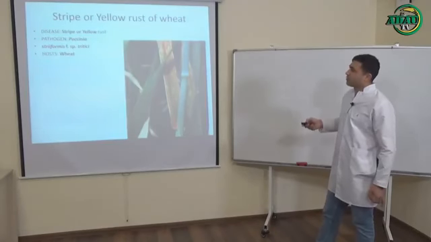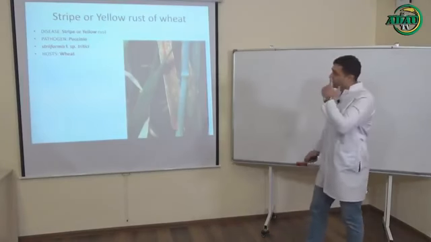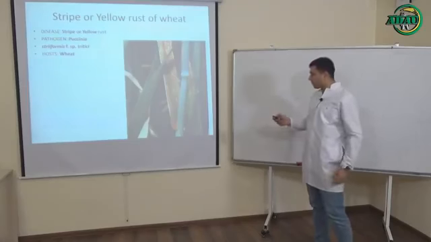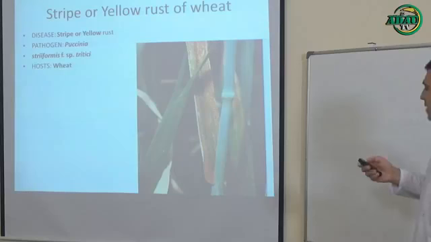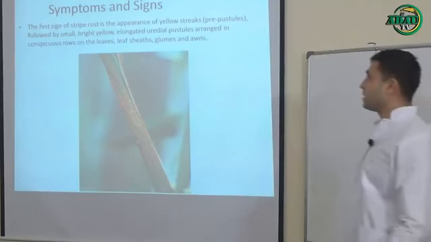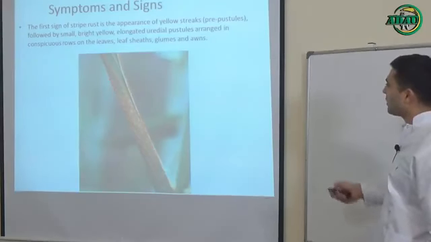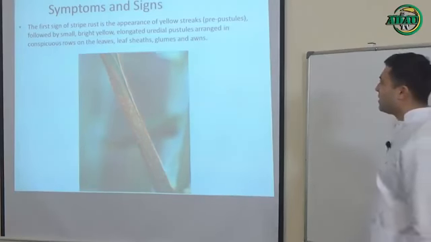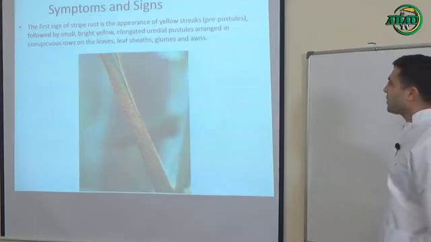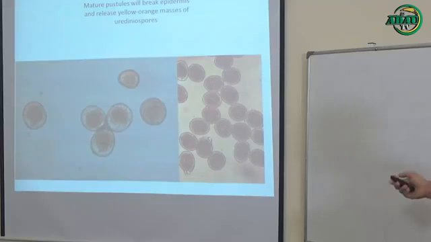The disease name is stripe or yellow rust. Here you can see these pictures clearly, and the pathogen name is Puccinia. The host is only wheat. For this disease, yellow rust, only wheat plants are hosts. So, symptoms and signs. The first sign of stripe rust is the appearance of yellow streaks, as you see right now here, followed by small, bright yellow uredinia pustules arranged concentrically on the leaves, leaf sheaths, glumes, and awns. And again you can see some spores under the microscope.